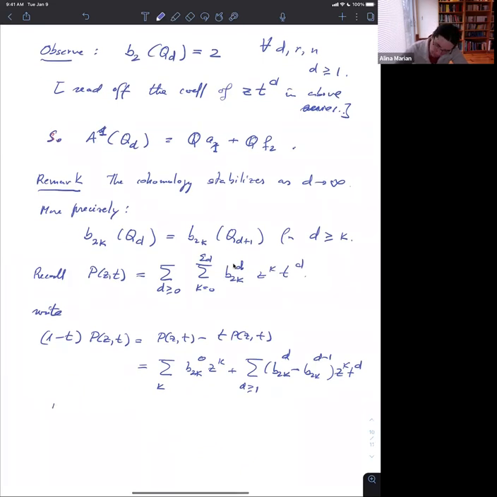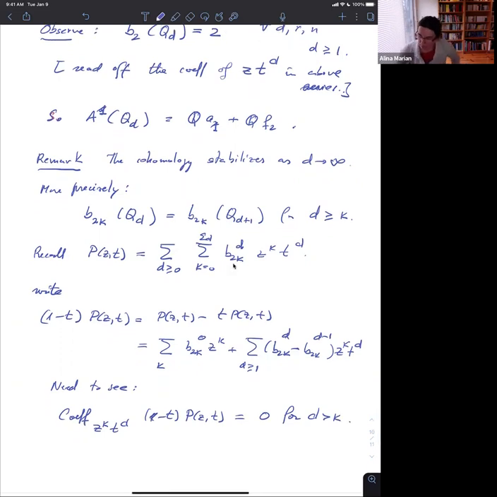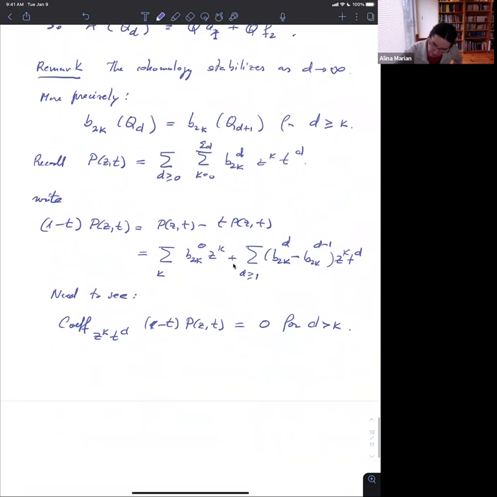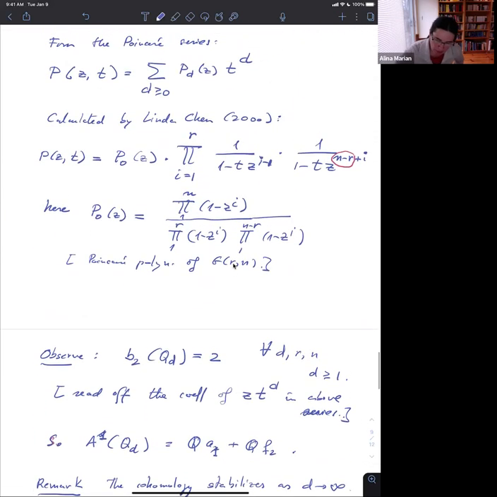So in other words, what we need to see is that the coefficient of z^K t^D in this modified series, where you multiply by 1 - t, is 0 for D greater than K. That's what we would like to see: once D is greater than K, this is 0. But this is sort of manifest if you look at the form of the series. Let me just point this out in the series as I wrote it.